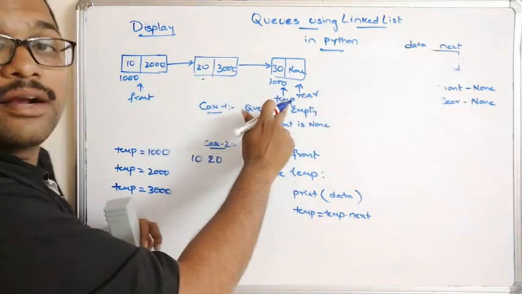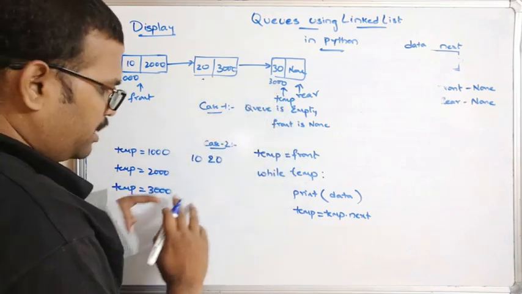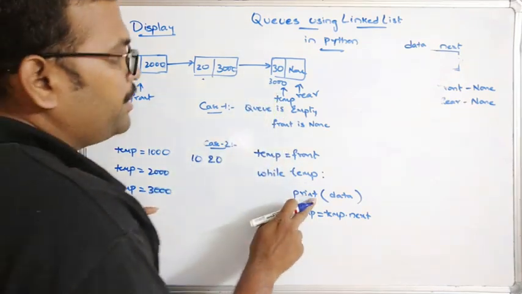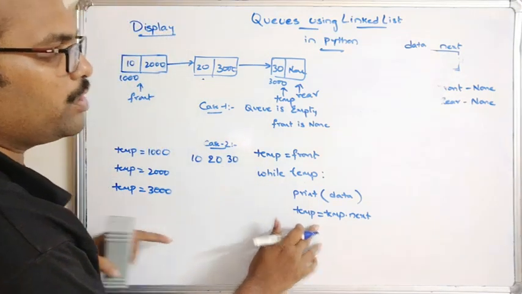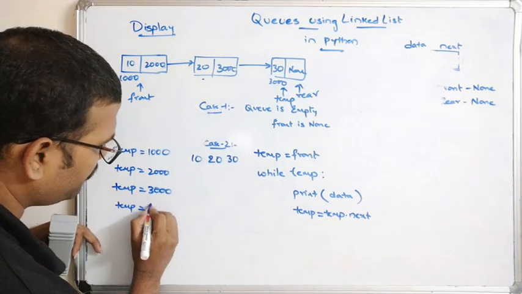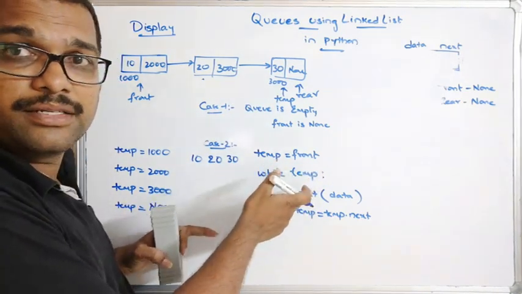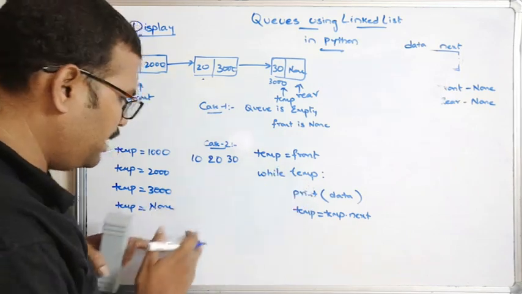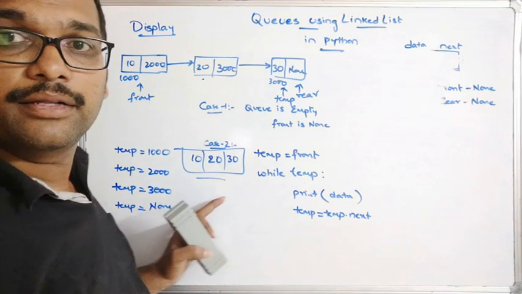Temp is pointing here. Now again, while temp is equal to 3000, it's not None, so obviously print data. So 30 will be printed here, and again temp is equal to temp.next. Now the temp becomes, see, None. So while temp, here the condition fails, then it stops. So the values of Q are 10, 20 and 30.